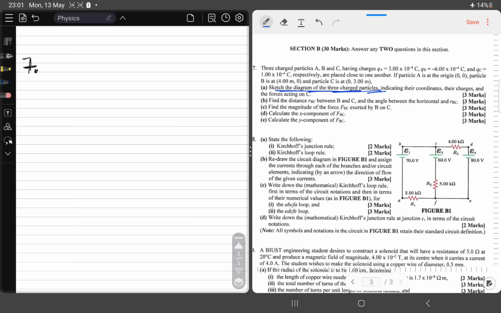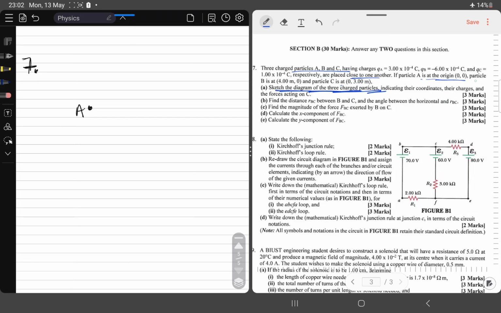Let's go. In my diagram, I have three charged particles A, B, C. Are they in a right angle, or is it a triangle or whatever? Let's see. Particle A is at the origin, so we can put particle A here. This is my particle A.